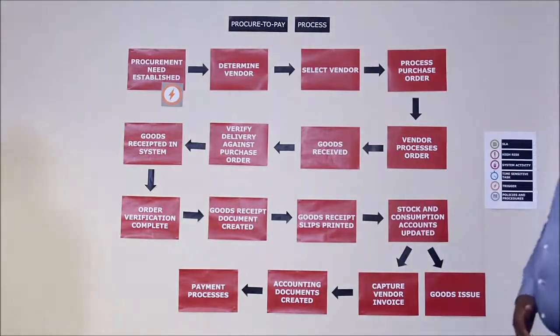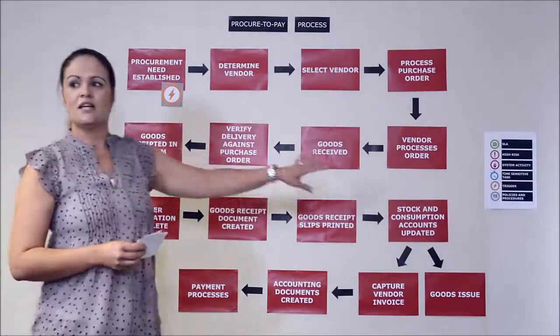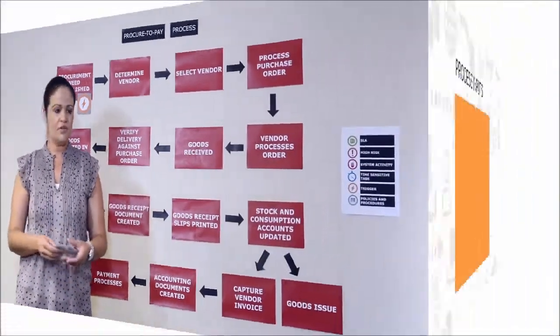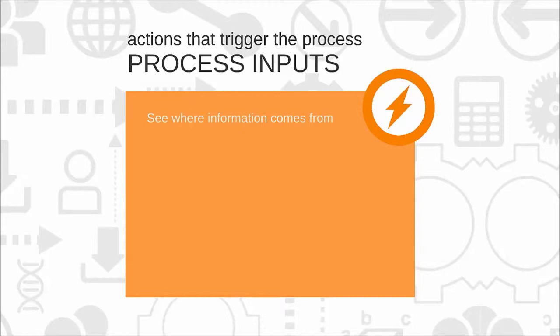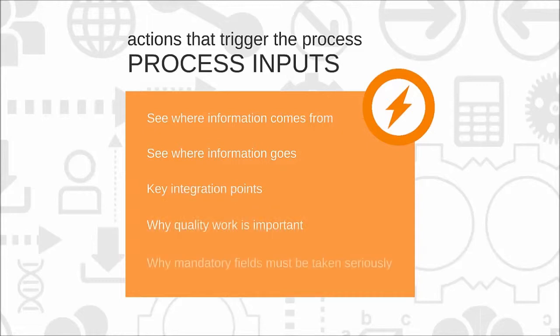This enables users to understand why key measures are required and why accurate and quality work is important. They are able to see what information is required before they can begin each step within the process. It also ensures users understand the critical importance of certain fields, both mandatory and non-mandatory, in processing the transaction correctly. Users begin to understand the impact their work has on other people involved in the process.